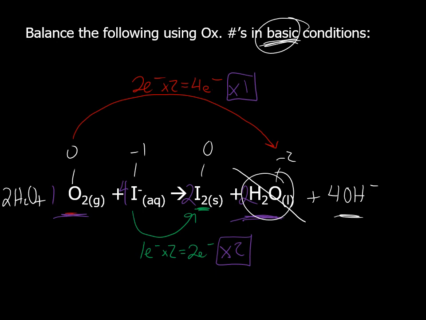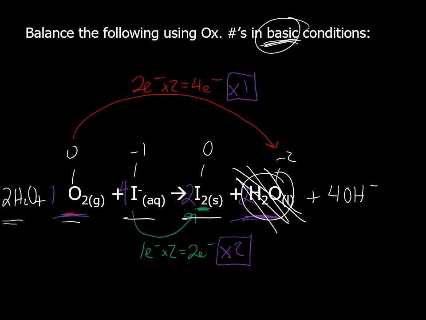So let's check atoms too, just because that was a little bit much. So again, that water's gone. On the left-hand side, we have 4 hydrogens. On the right-hand side, we have 4 hydrogens. On the left-hand side, we have 2 oxygens and 2 oxygens. That's 4. On the right-hand side, these waters are gone. So we have 4 oxygens, 4 on the left, 4 on the right. We're good. 4 iodines on the left, 4 iodines on the right. Perfect. So the atoms balance, and we can now check charges.